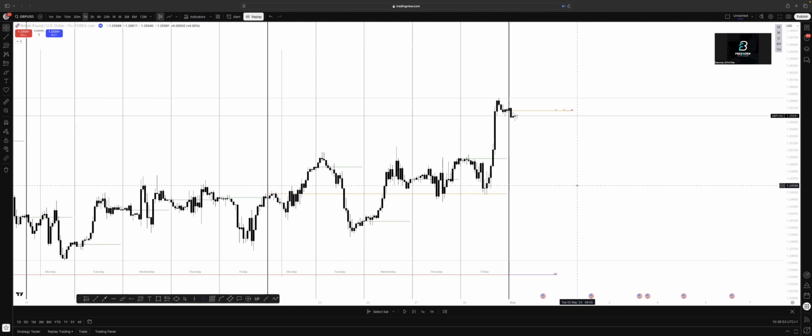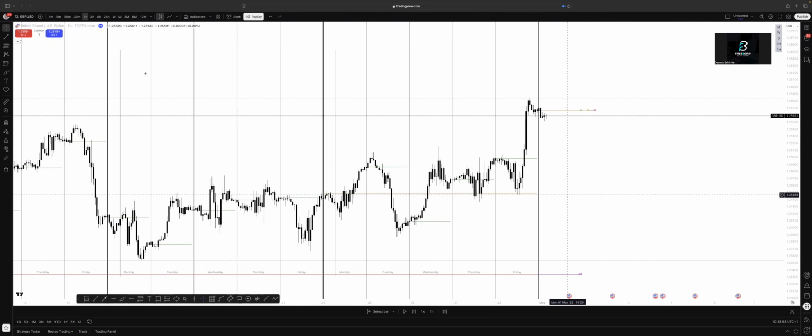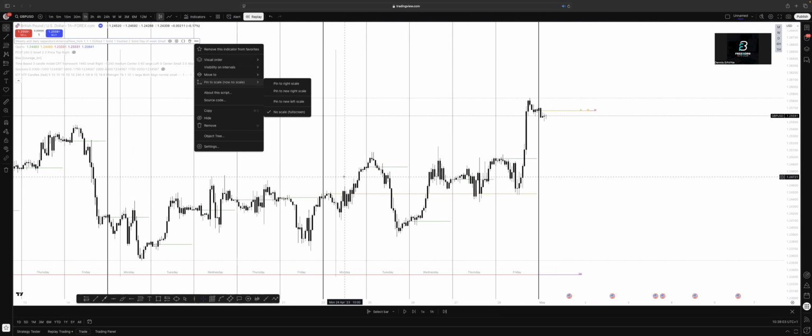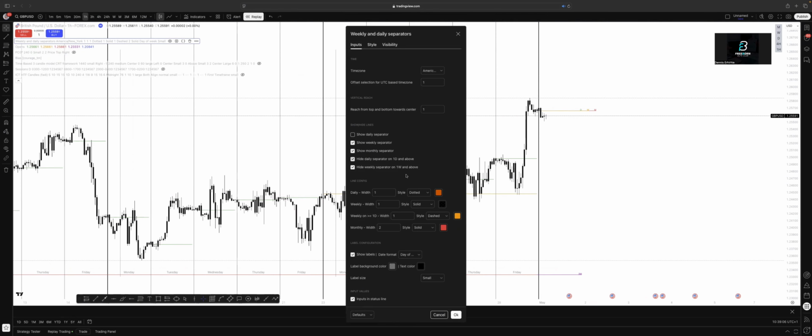All right. So, talking about ranges, I want to just trade ranges. So I'm going to be backtesting just ranges. And let me just get my indicator set up.